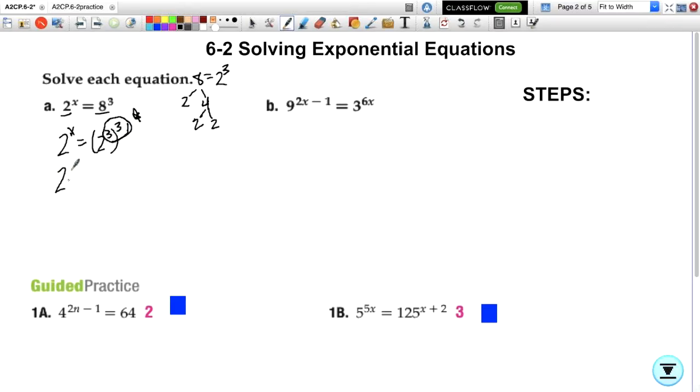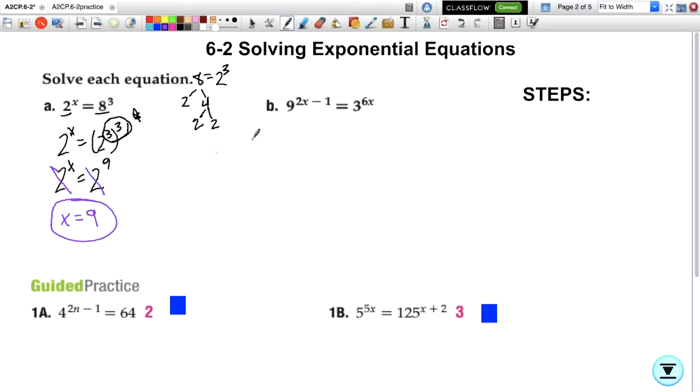So I technically have 2x equals 2 to the 3 times 3, which is 9. Now, if you take a quick look at this, folks, 2 to the x has to equal 2 to the 9th. We already know what x has to equal, right? In order for this to equal this, x has to equal 9. Well, that's going to work every time you have the same bases. You're going to be able to just cancel them out and do exponent equals exponent. Now, in this case, that's our answer, right?